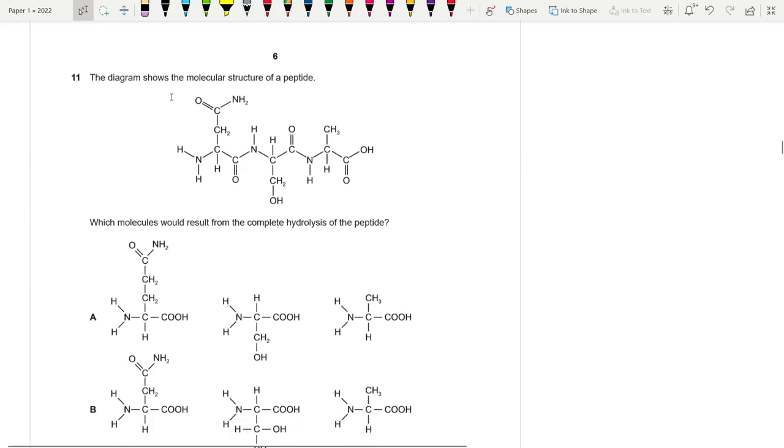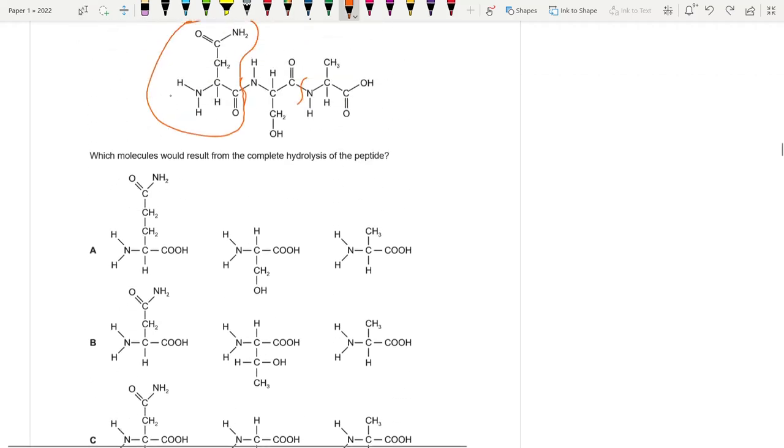11. The diagram shows the molecular structure of a peptide. Which molecules would result from complete hydrolysis? Okay, so let's break down the amide bonds. We're going to break this amide bond and this one over here. So what compound are we getting here? This is the compound that we're getting. This CO will be converted to a COOH, right? Carboxylic acid.